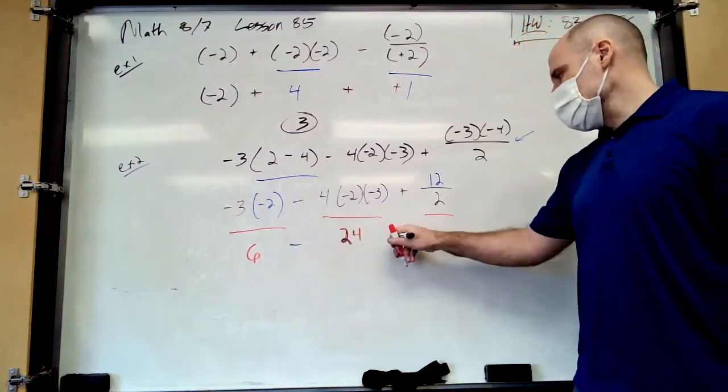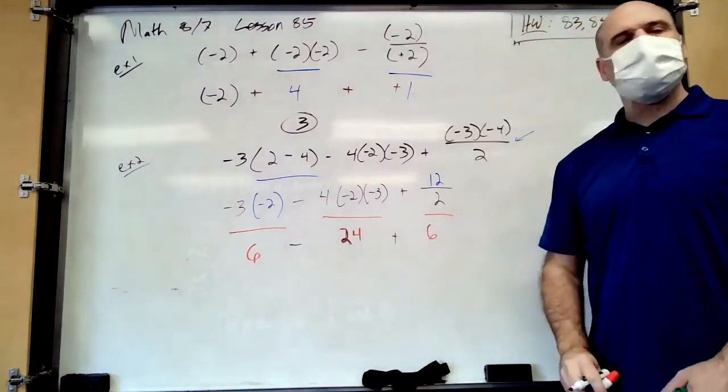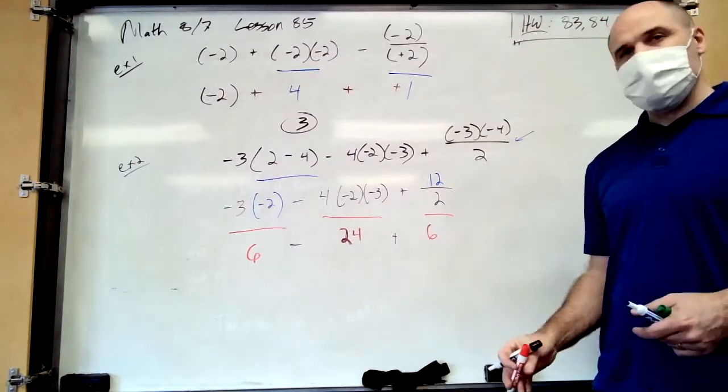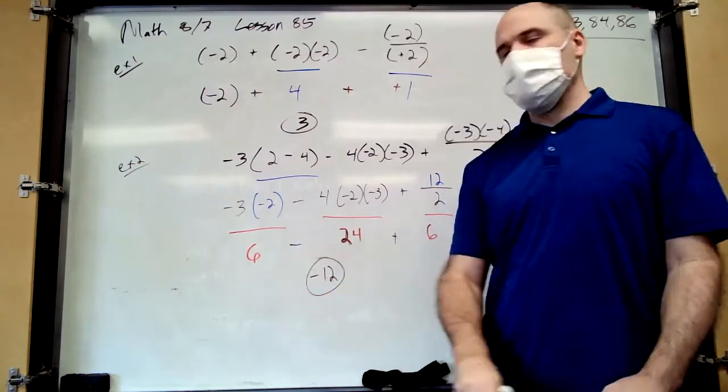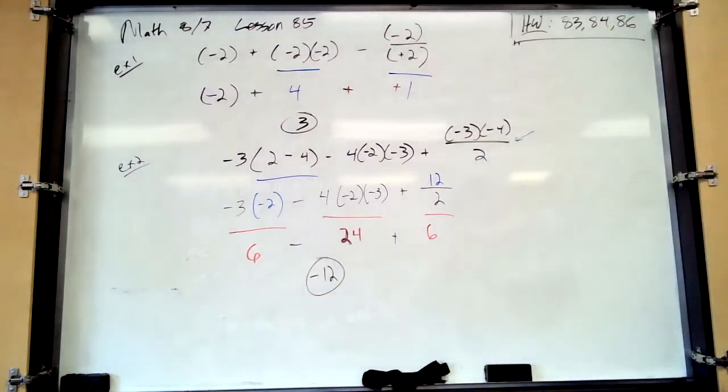24 plus 12 divided by 2 is 6. So when you do that math, -18 plus 6 is -12. Okay, it's complicated.